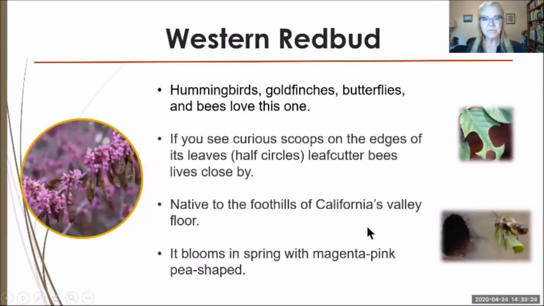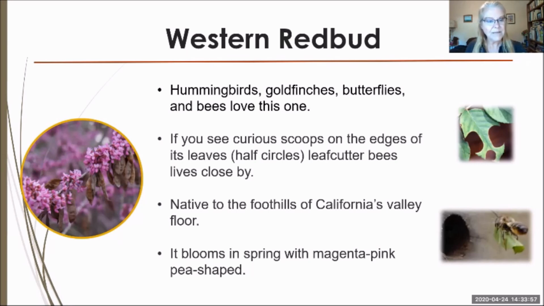Okay, western redbud. This is one of my favorites. I don't have it yet, but I would love to get it. Hummingbirds, goldfinches, butterflies, and bees love this one. And I know a lot of you out there have this already. If you see curious scoops on the edges of its leaves, they look like half circles, over on the right-hand side of the screen, see these little half circles cut out of the leaf. That means you have a leafcutter bee or bees living close by, which is really cool. They're really nice native bees.